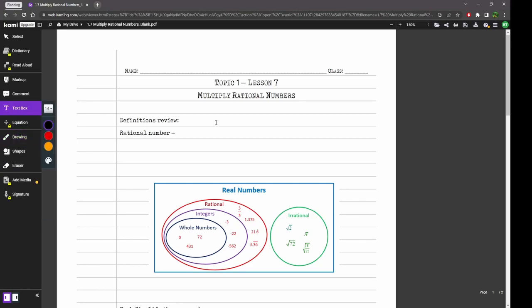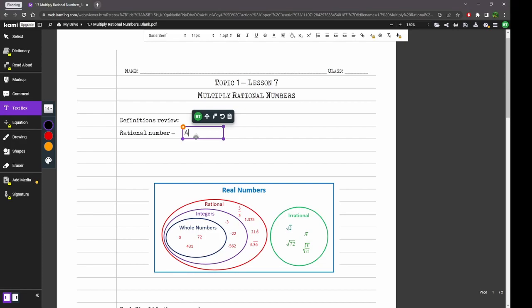We are going to do a quick review starting in 1.7. We're going to be multiplying rational numbers, which honestly, like I mentioned before in other chapters, is probably the easiest of all the processes. But I want to do a quick review and talk about what a rational number is again.